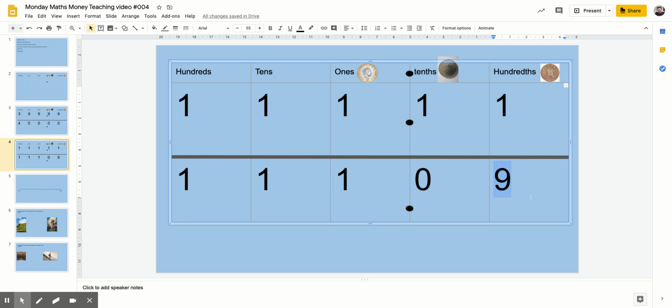9p is worth less than 10p, which is what this 1 represents here. So this 1 is worth 1/10, which value is 10p. This 9 is worth 9/100ths, which value of 9p. So they're different, and the 1 is worth more than the 9.